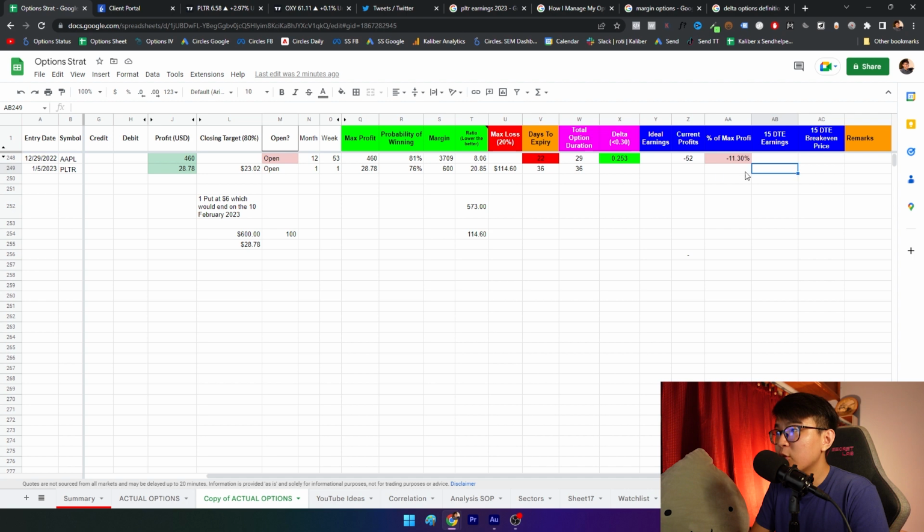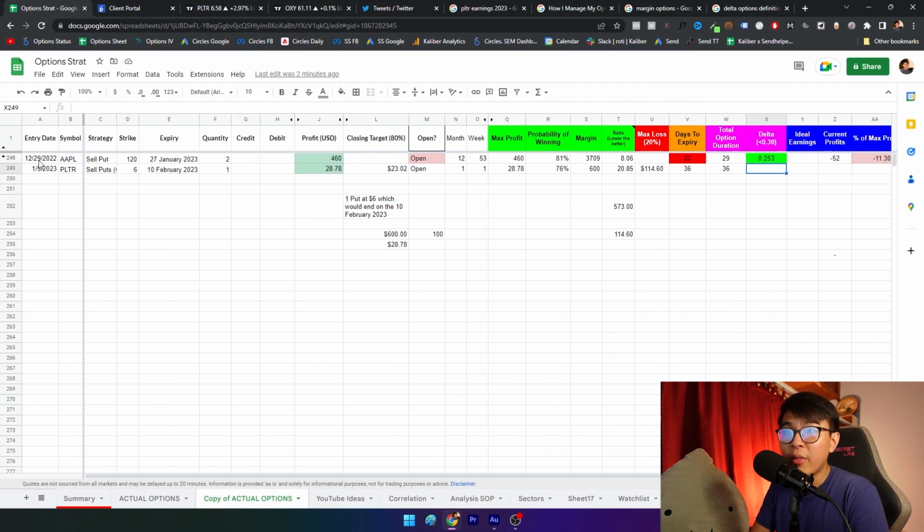One thing I like to track is the current profits of the trade at any one time. Of course, this is a new trade, so there's no current profits for now. If I can elaborate on the previous trade I made on the 29th of December, I sold 2 put options with a strike price of 120. They will expire on the 27th of January. Essentially what this is saying in layman's terms is I promised to buy 200 Apple shares at $120 each, and this promise will be valid until the 27th of January.